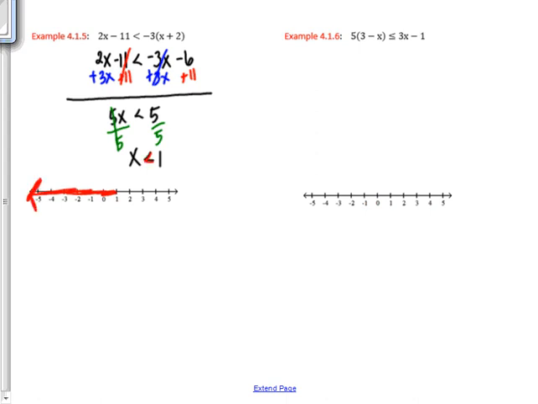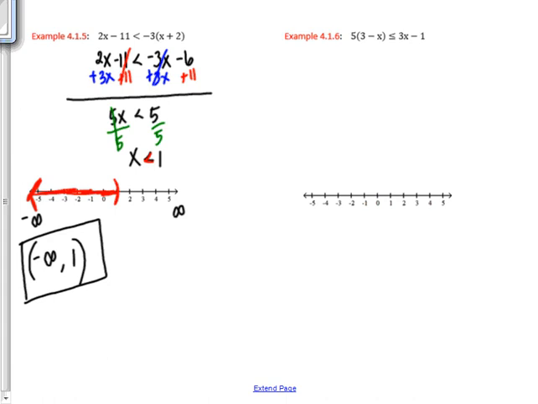And because I just have a less than, no bar, 1's going to get a parenthesis. So I started shading at negative infinity and I stopped at 1, and they both get parentheses. This is the kind of answer I'm going to need on the test.